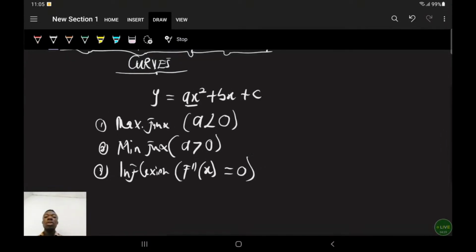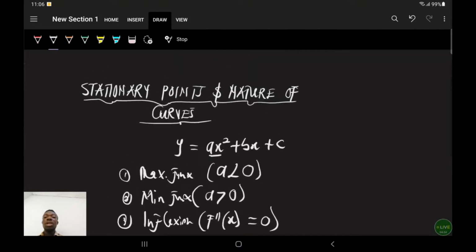So a curve is always of the form ax squared plus bx plus c, that's a quadratic. For a maximum function, the coefficient a should be less than 0. If it is minimum, the coefficient a should be greater than 0. With the inflection, the second derivative of the function should be equal to 0. So that's what we mean by the curves that we're going to discuss.